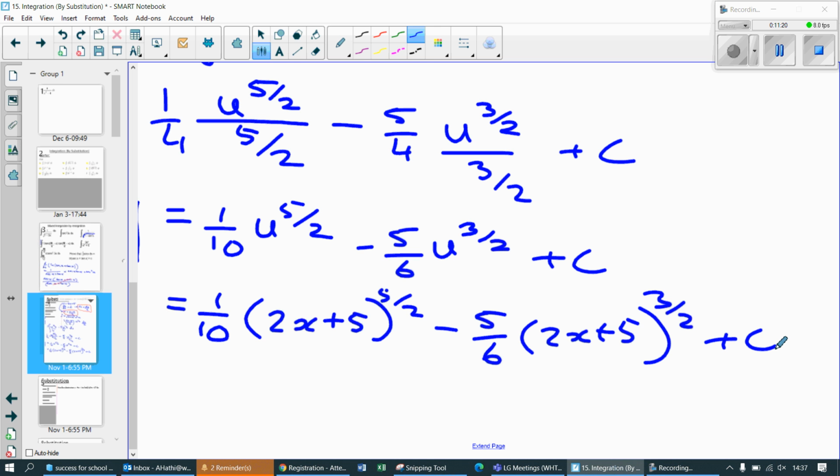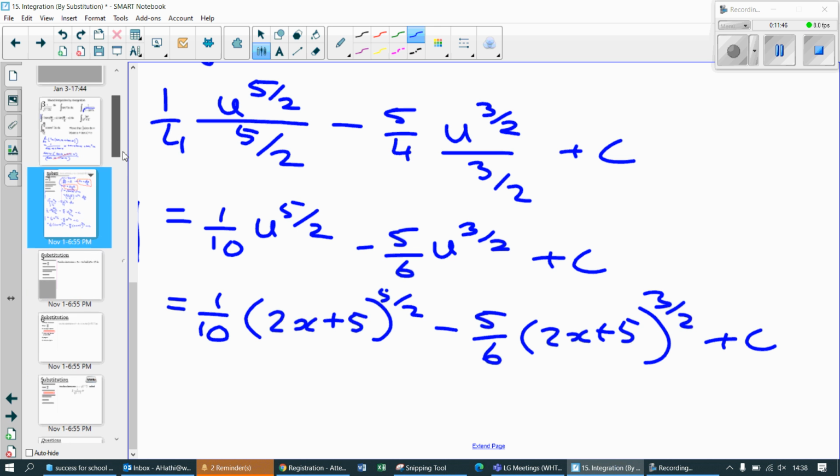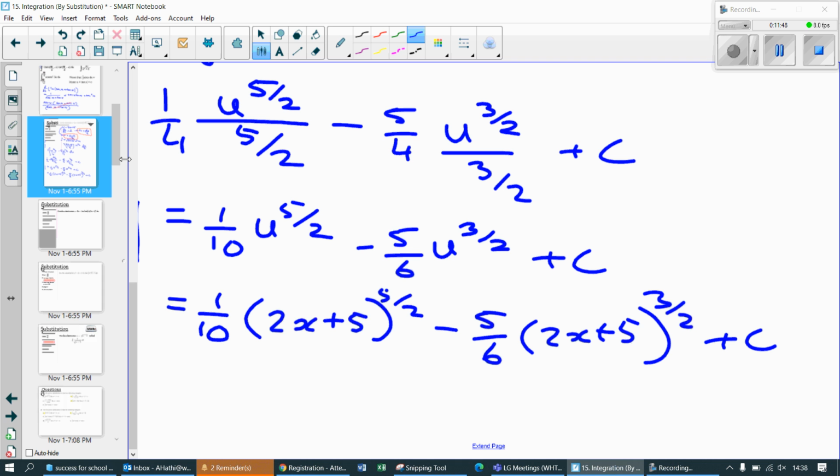And you can see what looks like a really straightforward integration to start with has produced quite a long answer, hasn't it? But essentially what I've done is I've taken an integration that I cannot do, converted it into an integral that I can do, and then said, okay, let's try it. Let's see what happens. Is everyone okay with that?